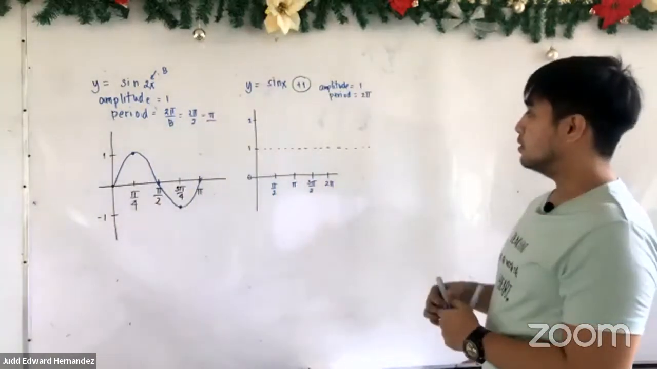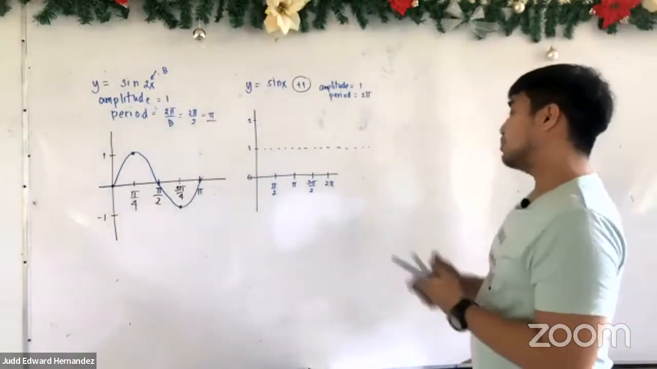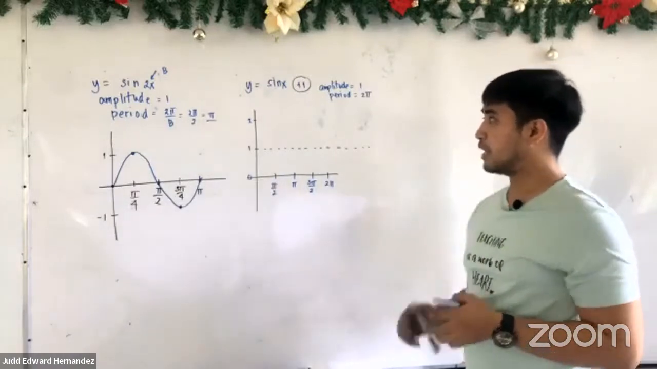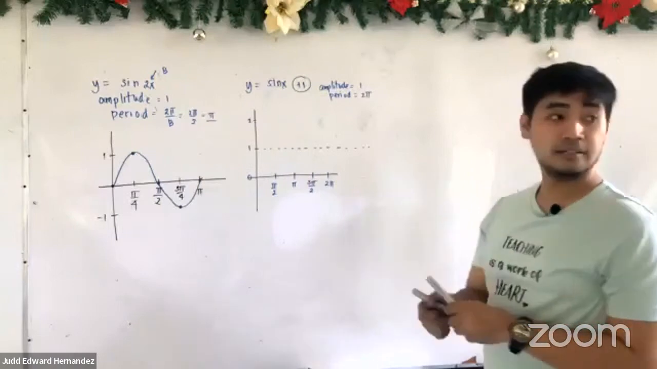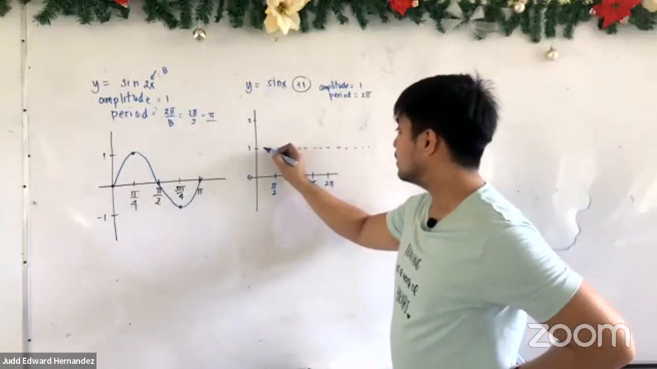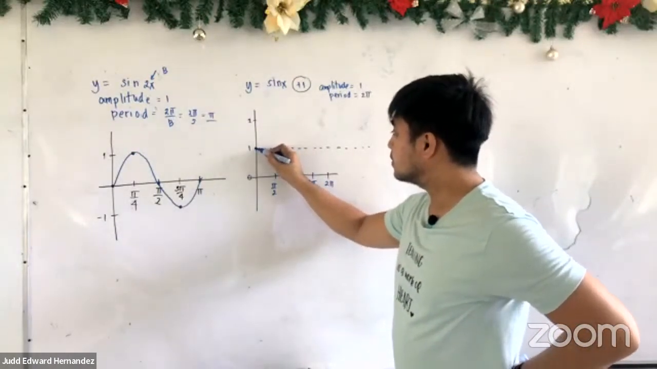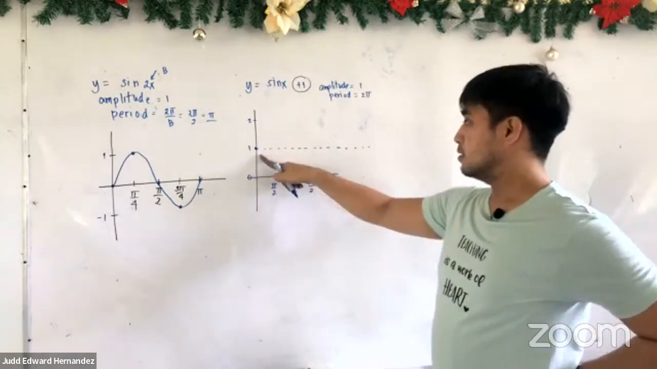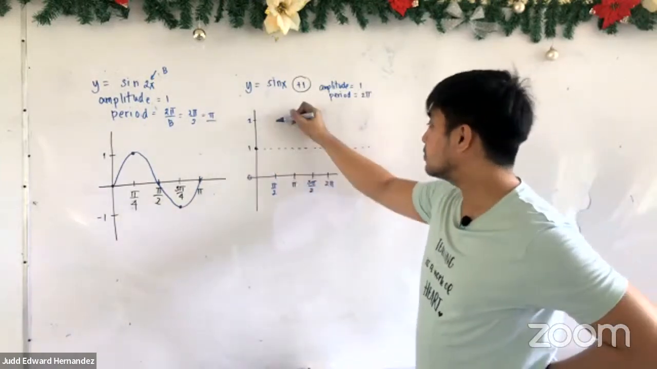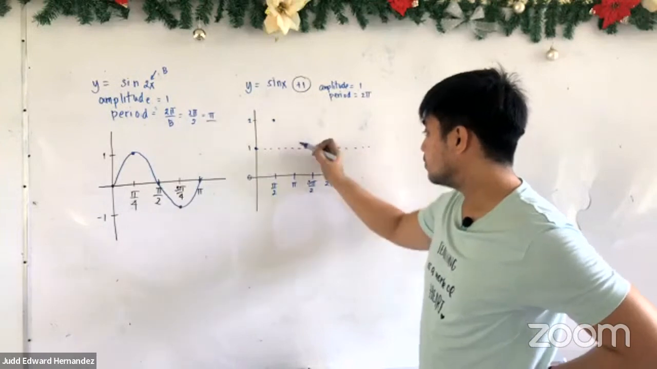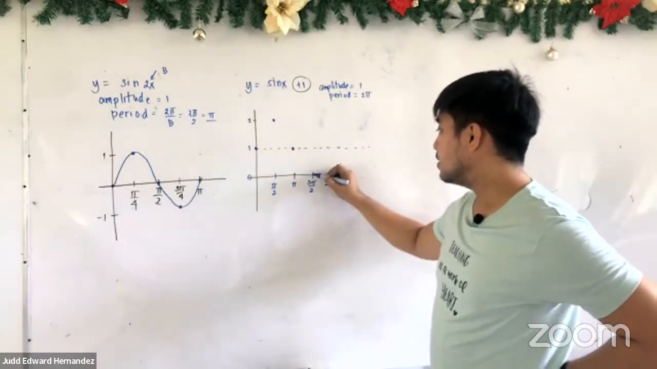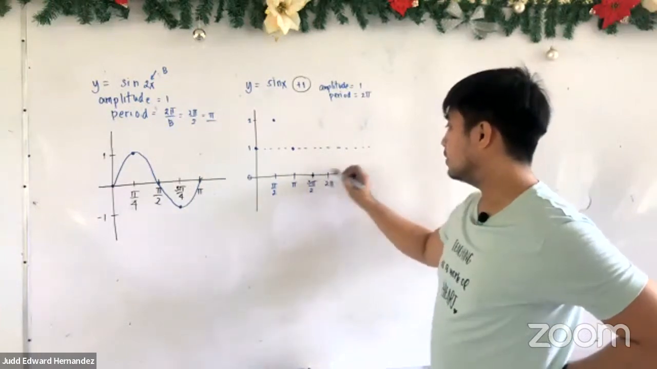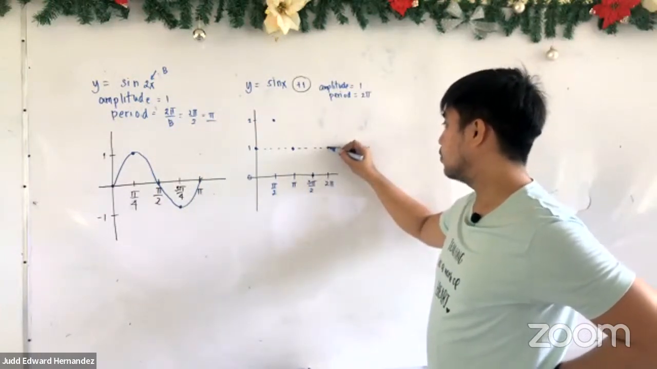Okay? So, saan tayo ngayon magsisimula? Dito ba kay 0 tayo magsisimula? Hindi na. Therefore, dito na po tayo magsisimula. This becomes 1. This becomes 2. This becomes 1. This becomes 0. And this becomes 1.